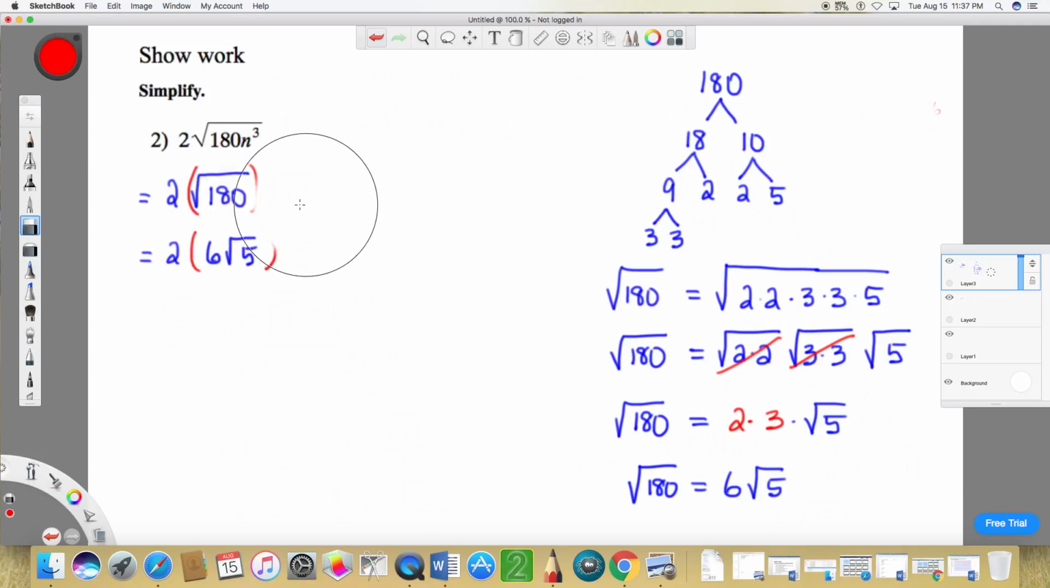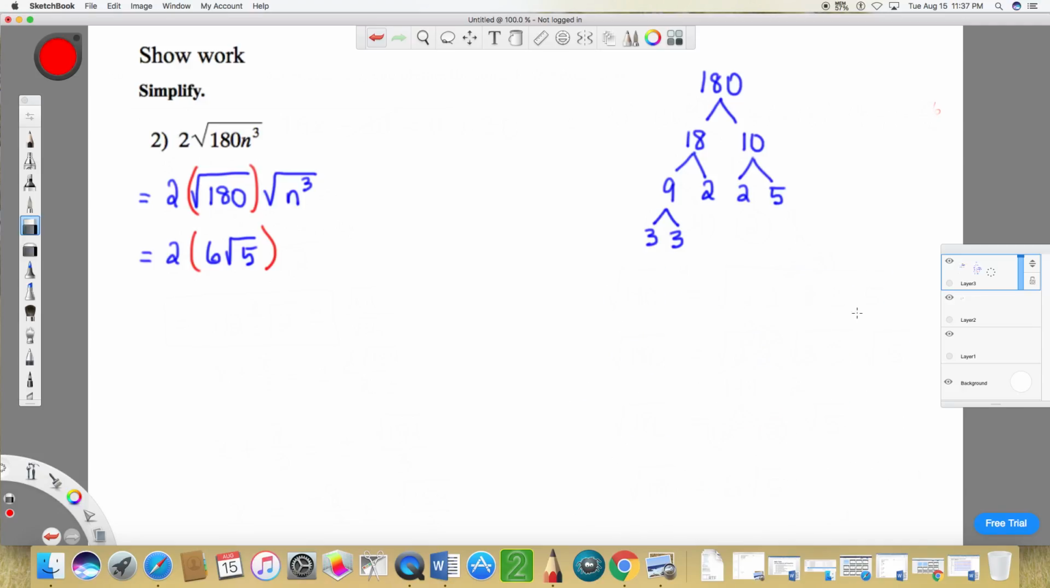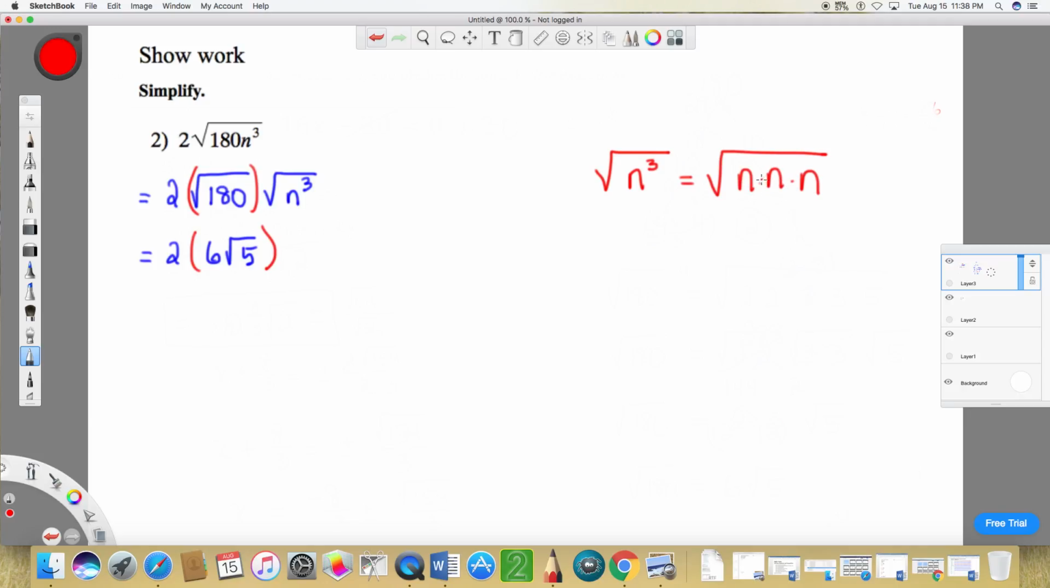Now, let's tackle this square root of n to the third power, which is going to be a lot easier. If we have the square root of n to the third power, we know that an exponent of 3 just means that you have repeated multiplication. And we also know that when you're taking a square root, you're looking for pairs. So for the square root of n cubed, we can break apart this radical and take the square root of this pair, n squared, times the square root of n.